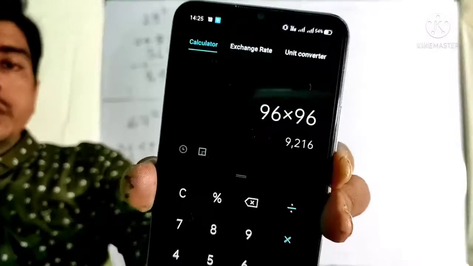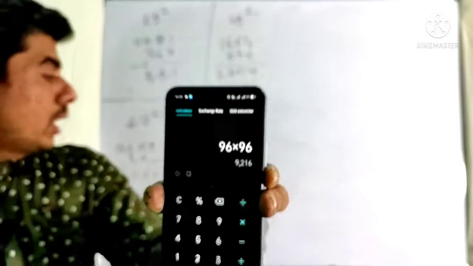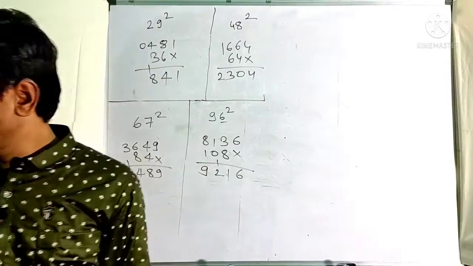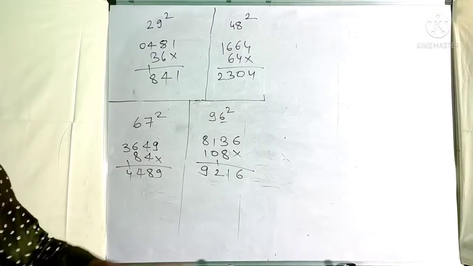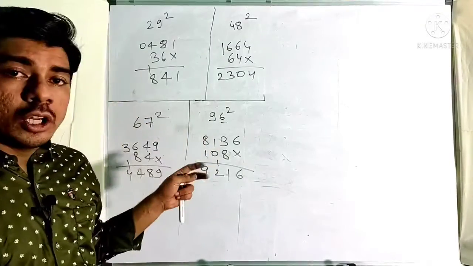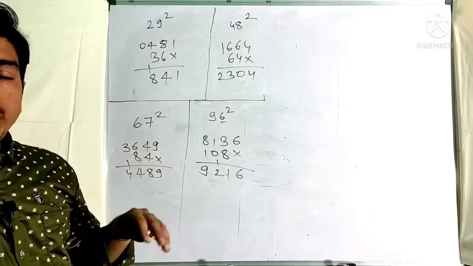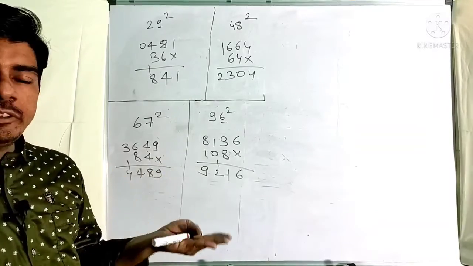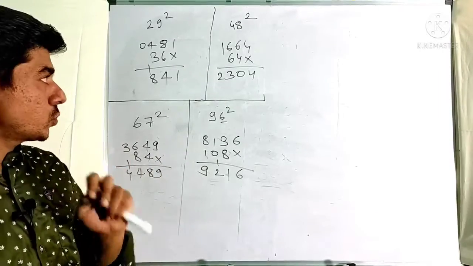See friends, 96 into 96 will give you 9216. Okay, this was the last example of a 2-digit number. Now we are moving to 3-digit numbers. After that we will be seeing the 4-digit numbers also.